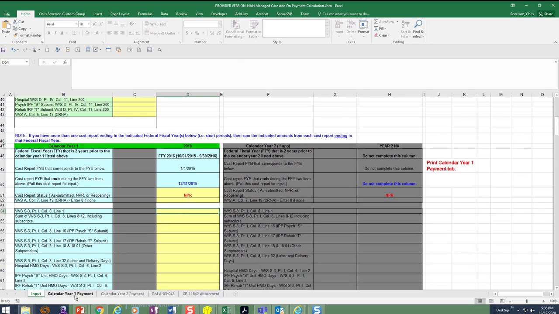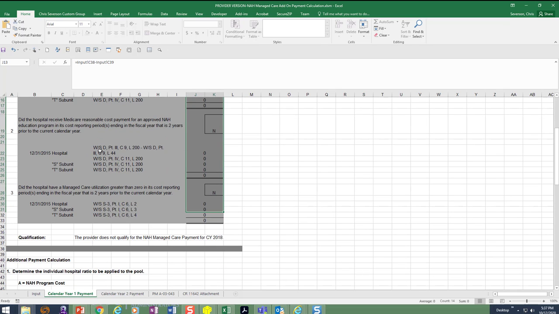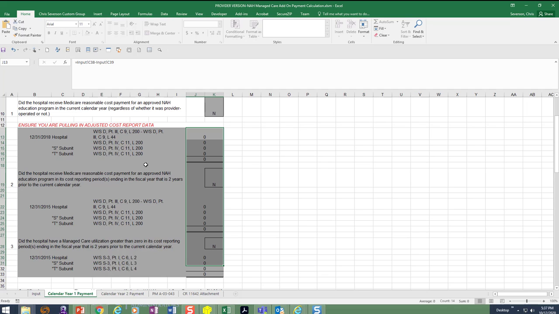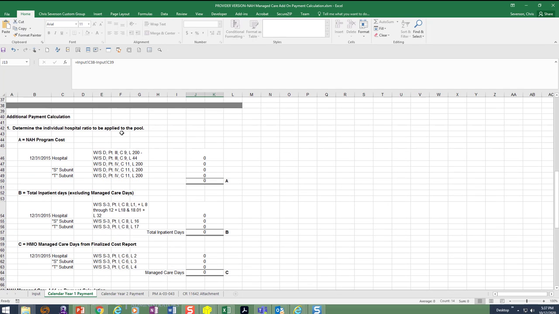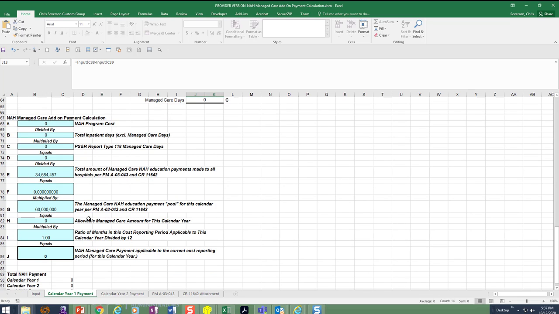When everything is input, then this will flow. It won't be gray once you enter all that information there. So the first part was the qualification: does the provider qualify? And then second is the calculation. Now down here is where the final calculation is computed.